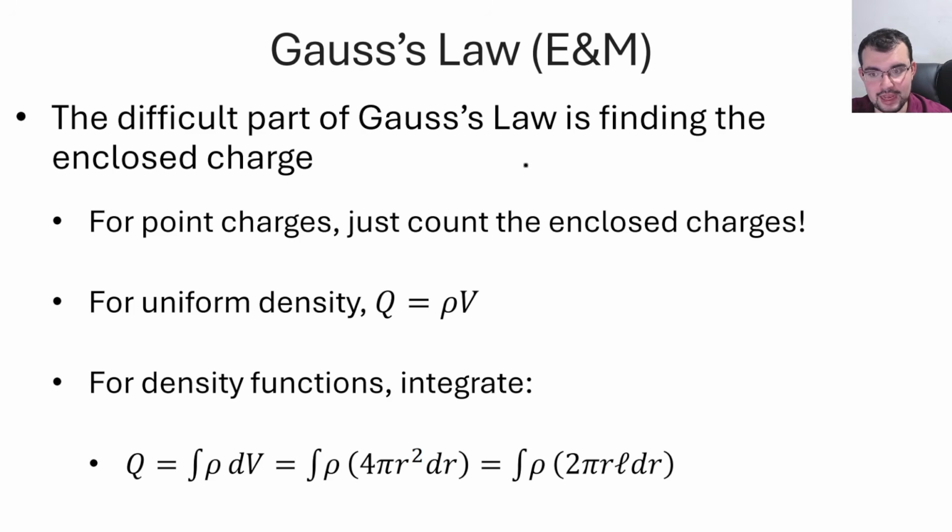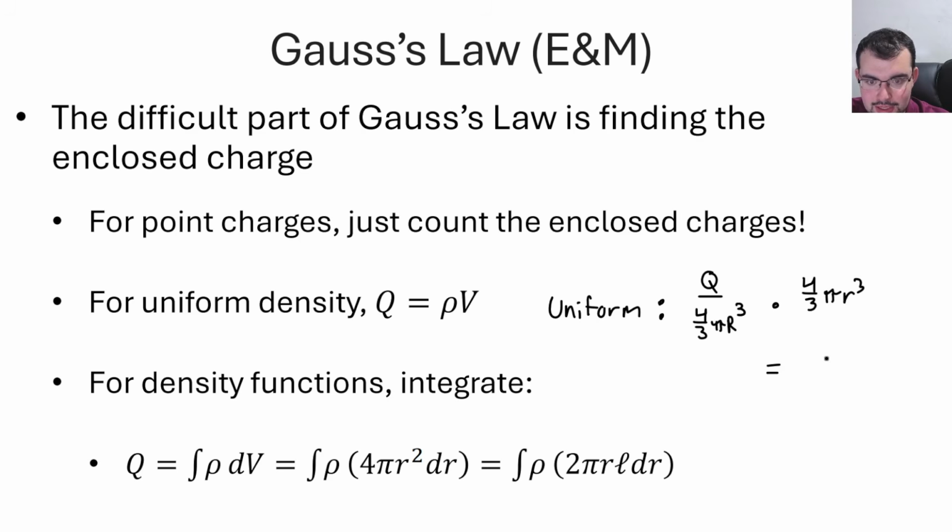Now, the most difficult part of Gauss's law is not the integral side, it's the enclosed charge side. So if you have uniform charge density, you can just multiply the charge density by the enclosed volume. For example, for a uniform sphere, it ends up turning into Q over 4/3 pi big R cubed, which is the total density. And then 4/3 pi times little r cubed is the volume that you enclose. So you get this neat little volume fraction term for uniform that shows up.